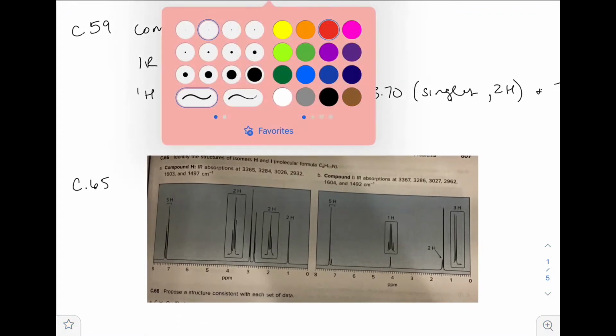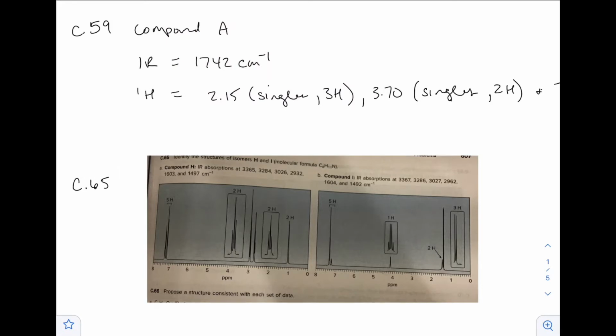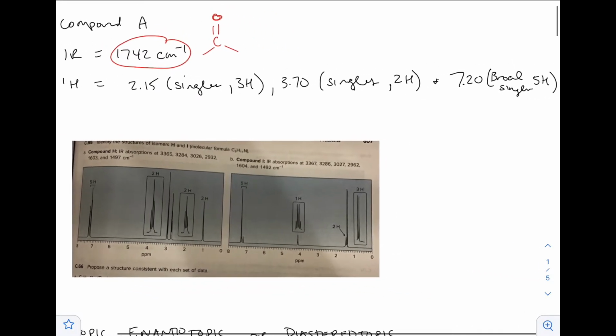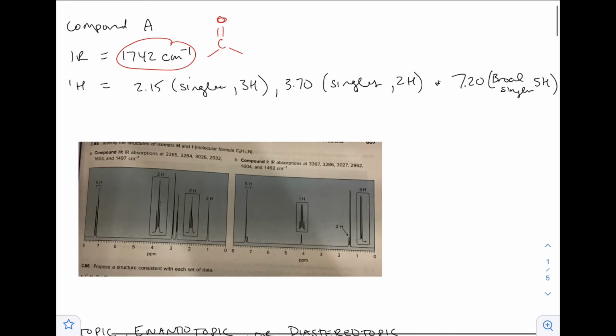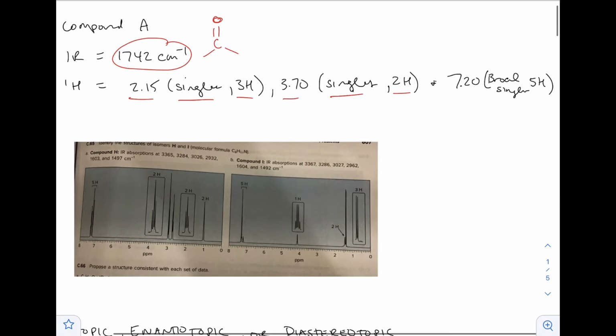Let's see. Compound A. This data is given to you, and you're supposed to figure out the structure. This right here tells me a carbonyl group. That you should just know, right? And then the proton NMR data is also pretty straightforward. We have a 2.15 singlet with 3 hydrogens, a 3.7 singlet with 2 hydrogens, and then a 7.2 broad singlet with 5 hydrogens.